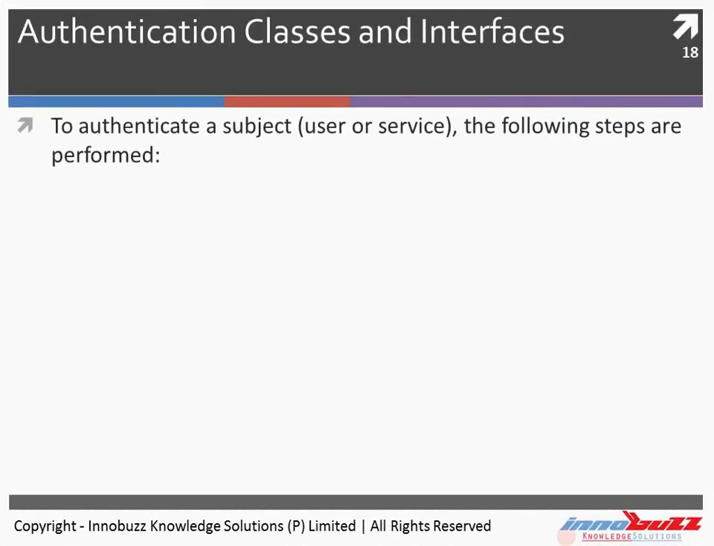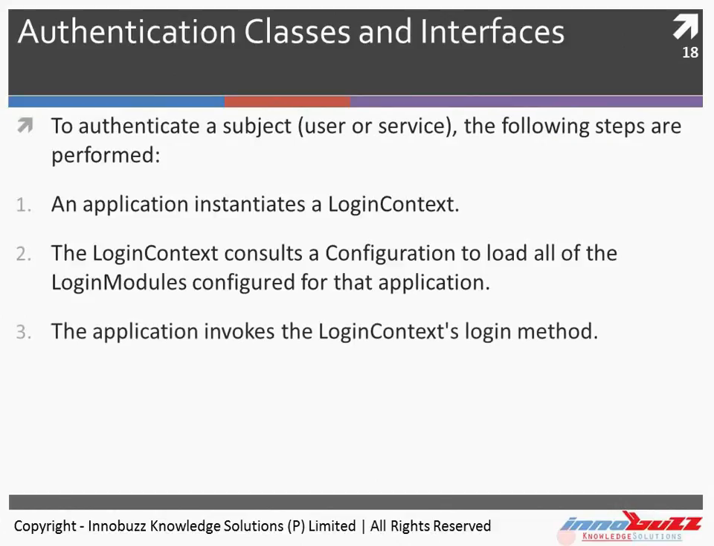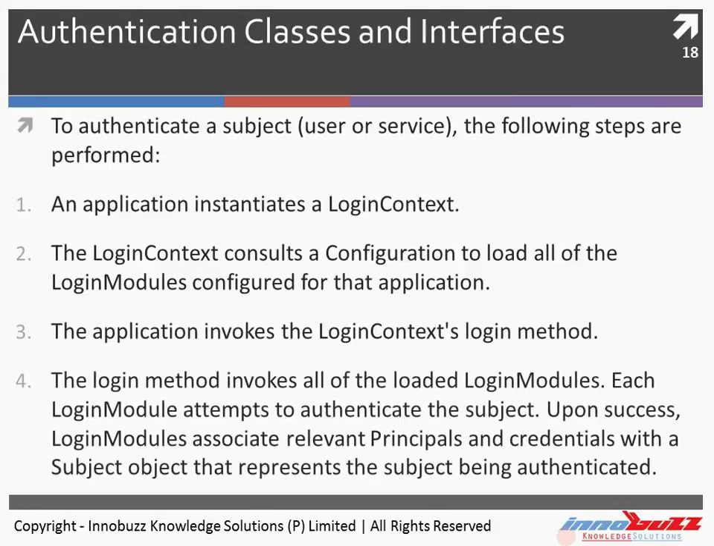To authenticate a subject, which we have seen can be a user or a service, the following steps are performed. An application instantiates a login context. The login context consults a configuration to load all of the login modules configured for that application. The application invokes the login context's login method. The login method invokes all of the loaded login modules. Each login module attempts to authenticate the subject.